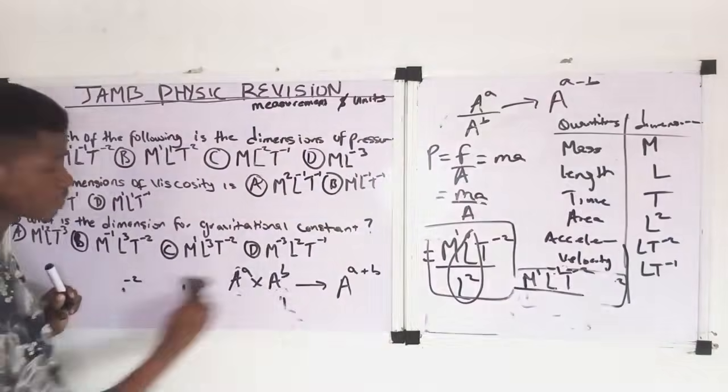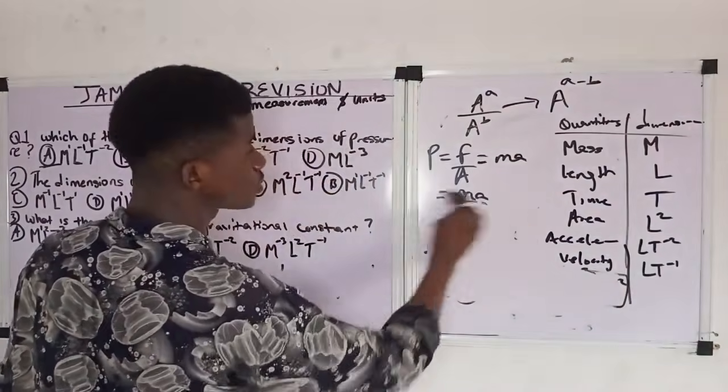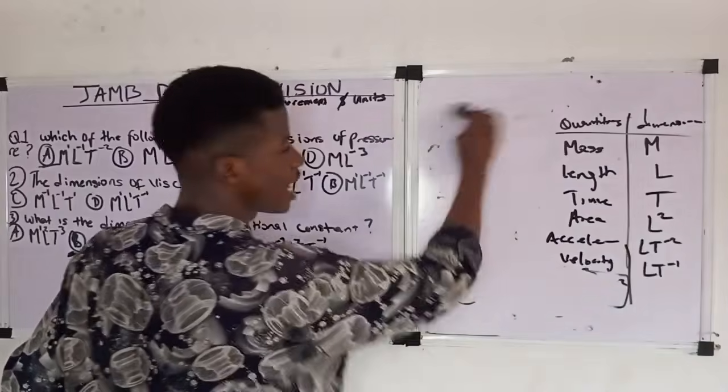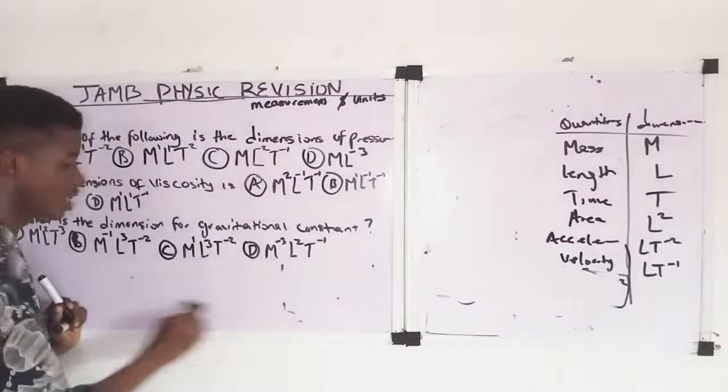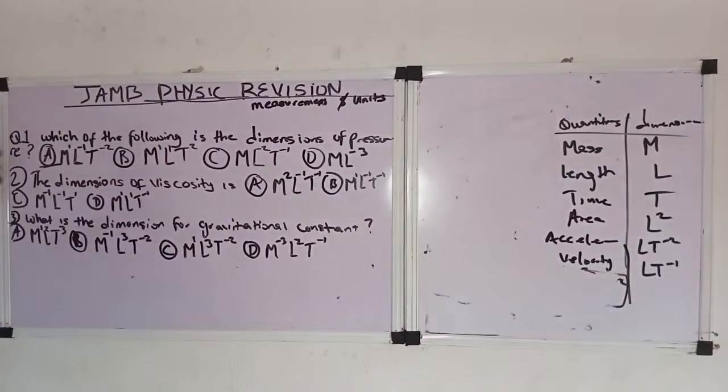Now let's go to the next question, okay? That is to tell you that questions usually come out from dimension, so that is very important. Now let's go to the next one. Question 2: the dimension of viscosity is.